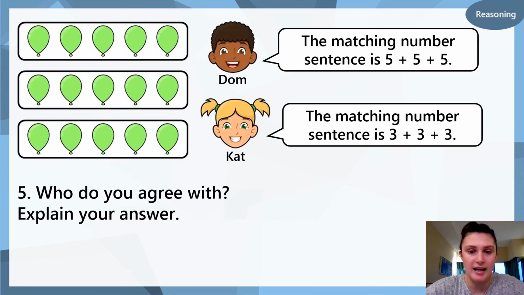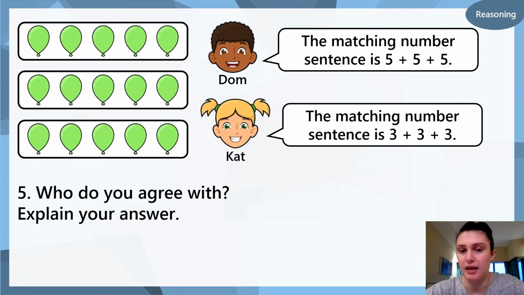Okay, question 5. We have a boy called Dom and a girl called Kat. They are looking at an array of balloons. So there are 3 rows and each row has 5 balloons. Dom thinks that the number sentence will be 5 plus 5 plus 5. Kat thinks that the number sentence will be 3 plus 3 plus 3.